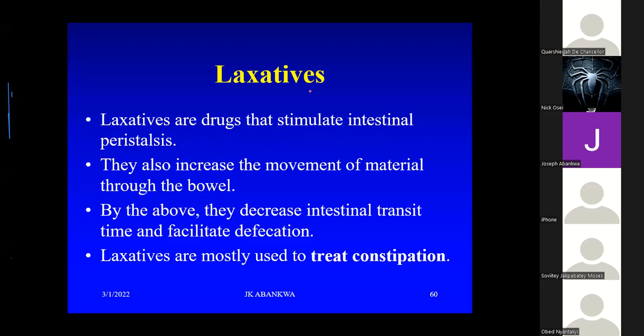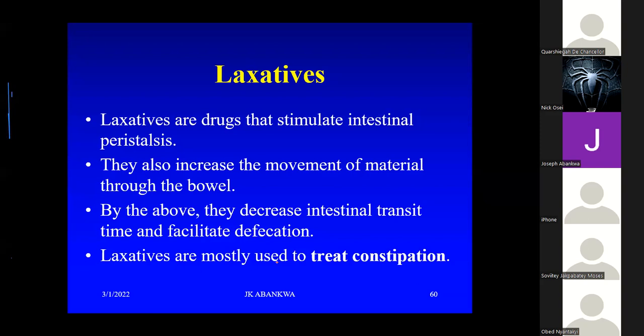Now, laxatives are drugs that stimulate intestinal peristalsis. They also increase the movement of material through the bowel and facilitate defecation. So once you eat or take in something, it decreases the time that substance will spend in your stomach. It decreases the time and then facilitates the push out of the substance you've taken in. So it facilitates defecation.